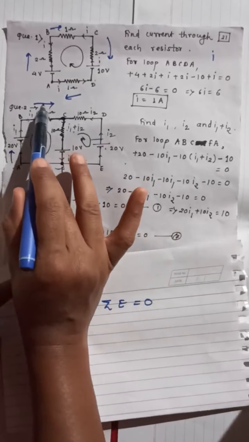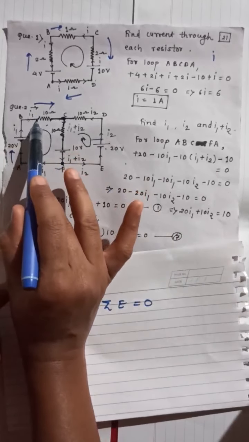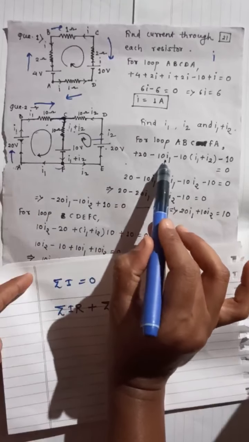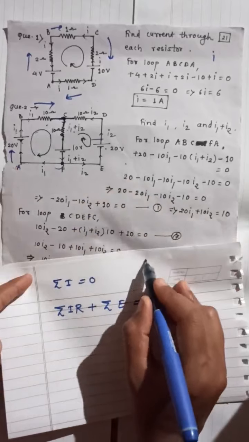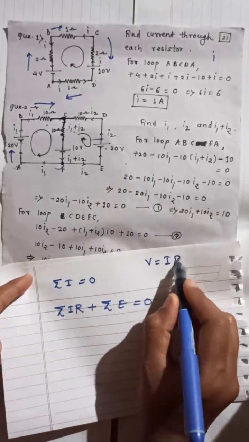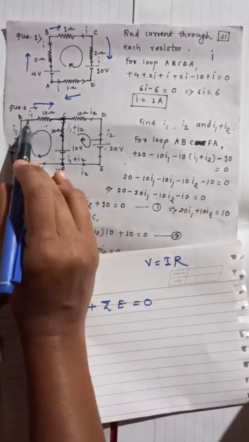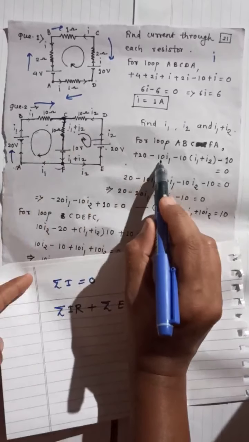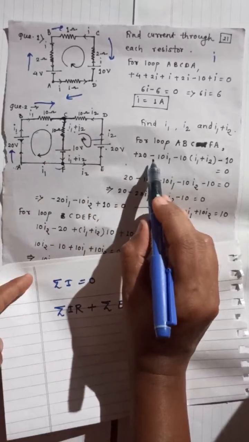जर direction of tracing आणि direction of flow of current same असेल तर ते potential difference negative असतं. So what is meant by potential difference? The product of electric current and resistance. So electric current is I1, resistance is 10. So 10 times I1 here, but that 10 I1 will be negative.